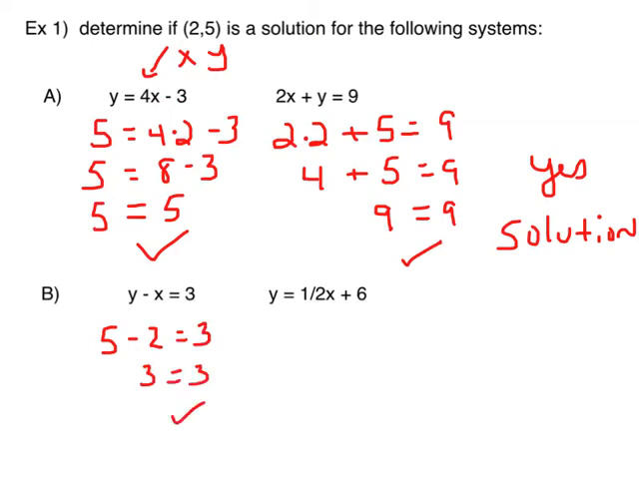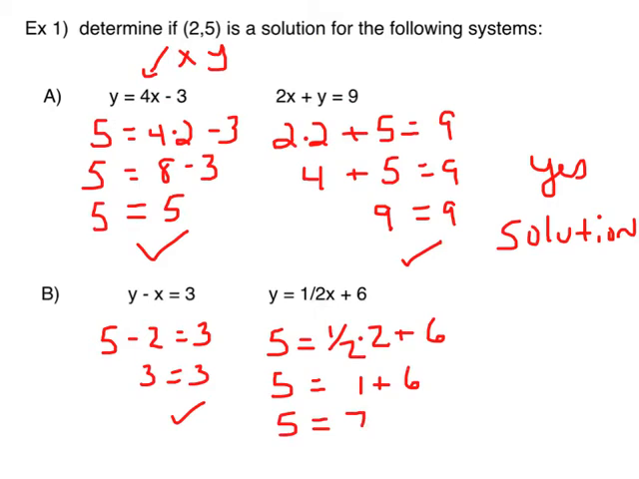Now, if you were lazy and you stopped right there, let's see what happens here. Put 5 in for the y on this one, times half of x, which is 2, plus 6. So 5 equals, well, what's half of 2? That's 1. 1 plus 6. Does 5 equal 7? No, it does not equal it. So no solution here. Not a solution.